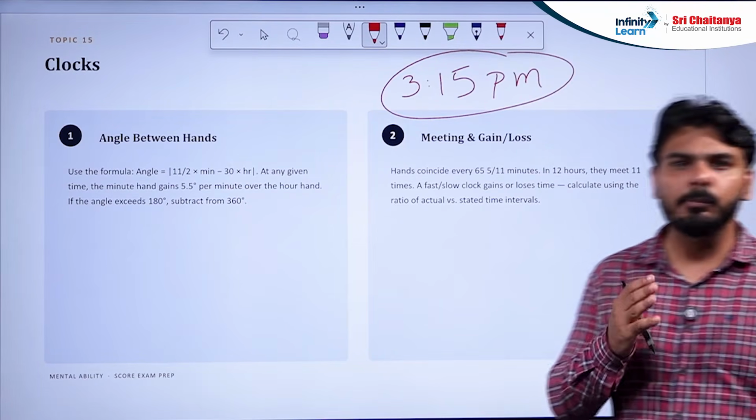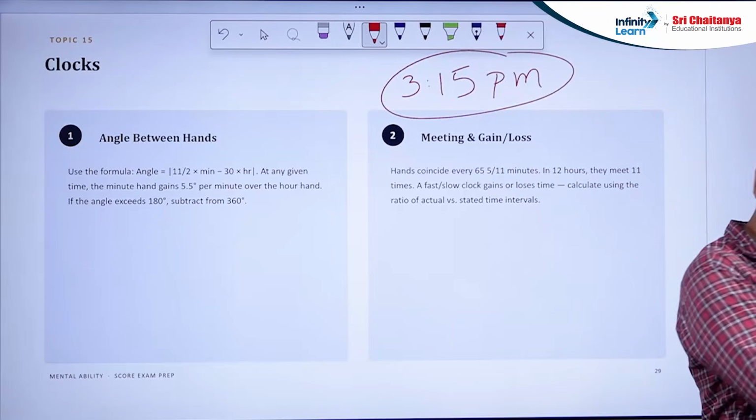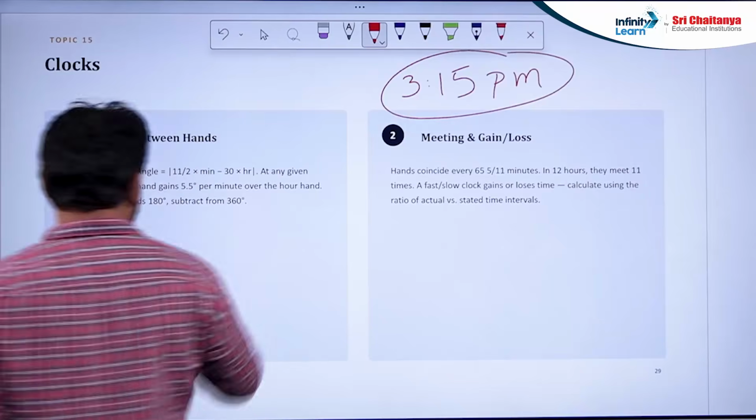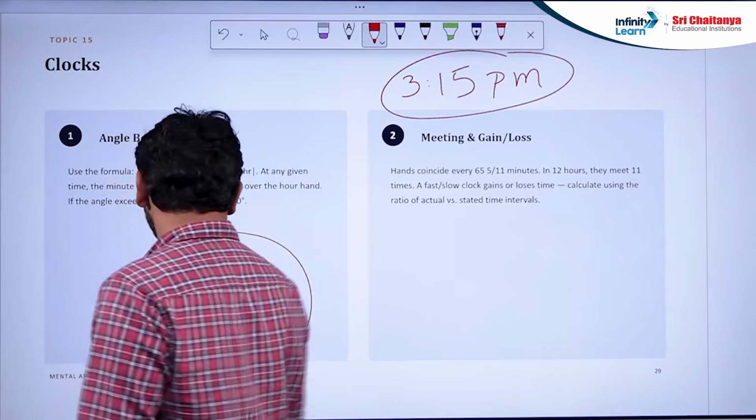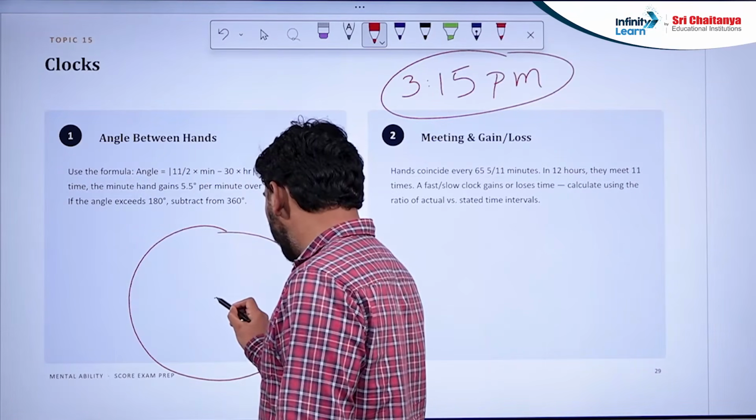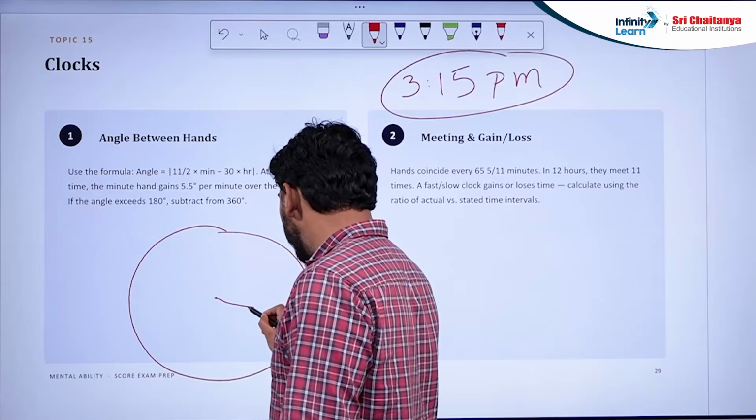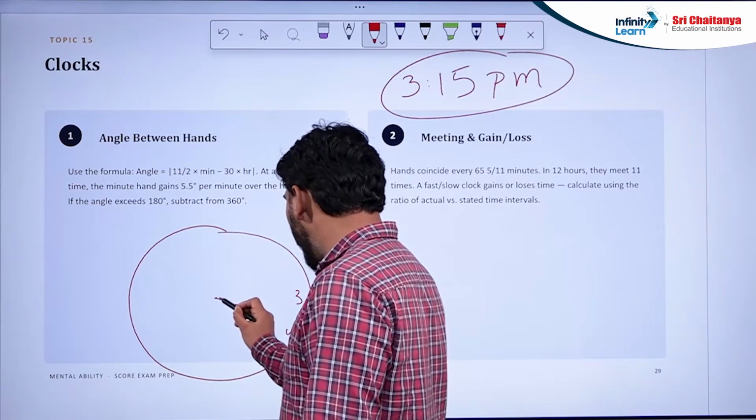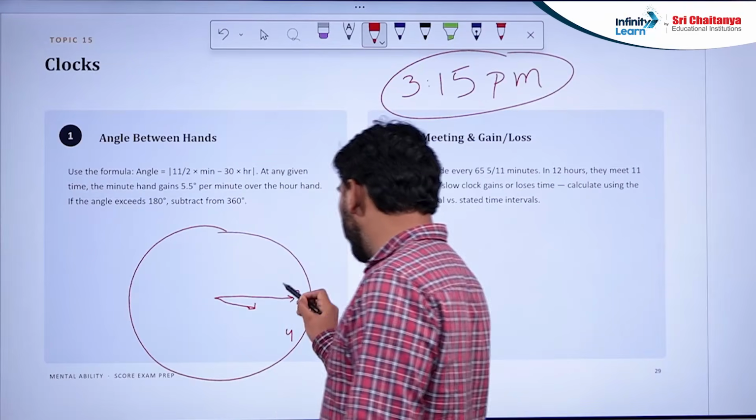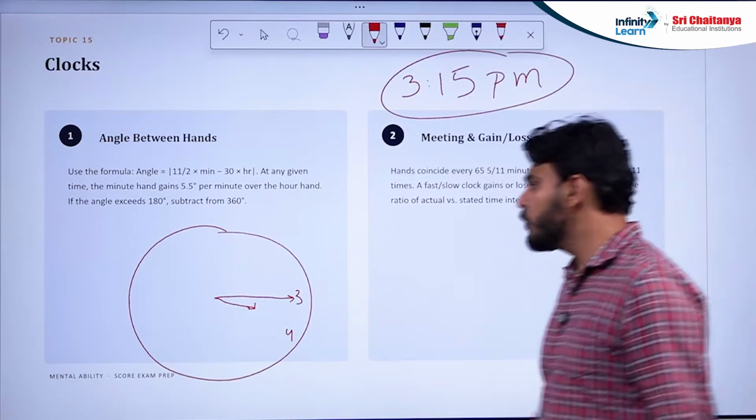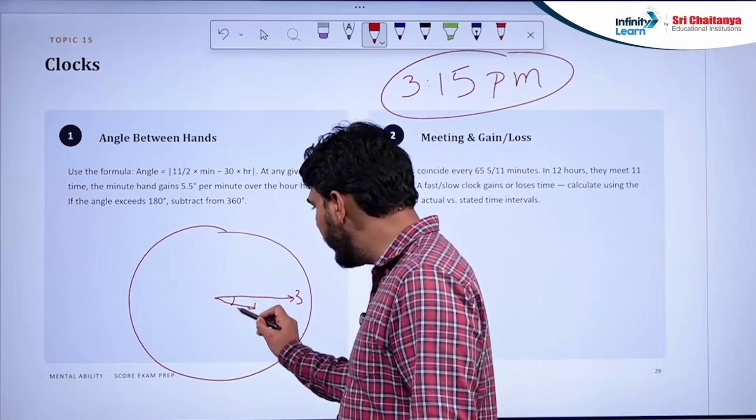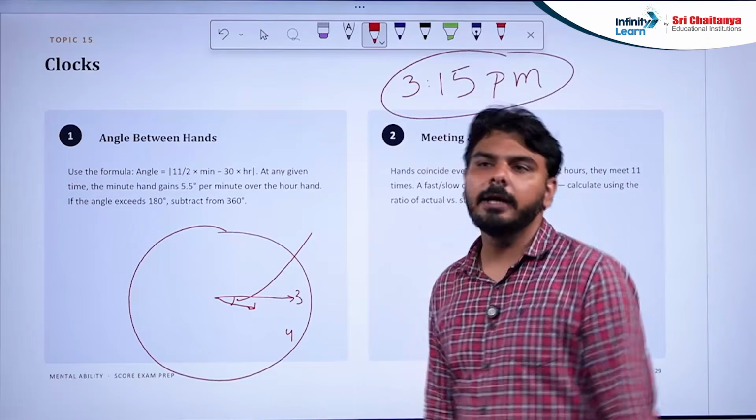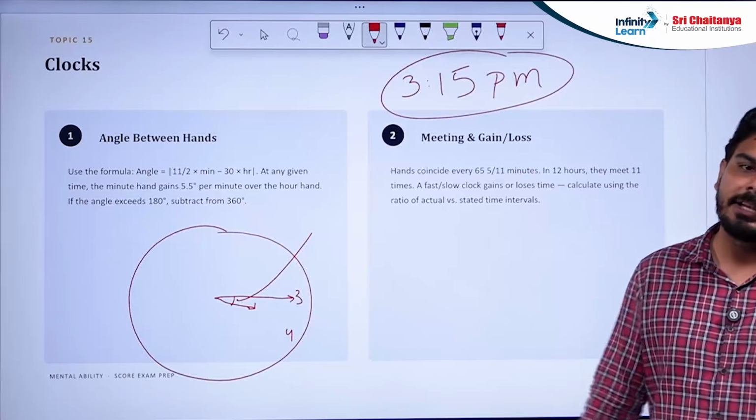Yes, you're right, it's not correct, because at 3:15 p.m. you might be thinking that both the hands are at the same line, but it's not. If I tell you the exact clock, at 3:15 p.m. the hour hand will be something between 3 and 4 and the minute hand will be matching the 3. So there will be a small angle between the minute hand and hour hand at 3:15 p.m., and this angle we need to find out.